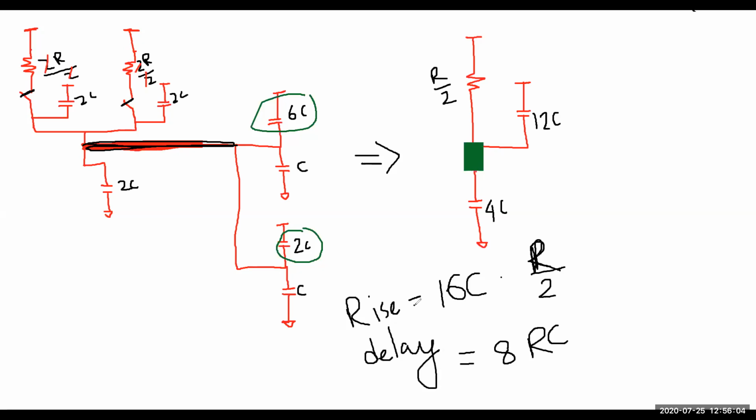Understand? Yes. 8RC. The value of R is in ohm. The value of capacitor is in farad. That will give you seconds. Got my point? Yes, sir. If it is in millifarad, it will be millisecond. If it is in nanofarad, it will be nanosecond. Microfarad, microsecond. Picofarad, picosecond, femtofarad, femtosecond. Whatever the farad is, it will be that second. This is the rise delay.